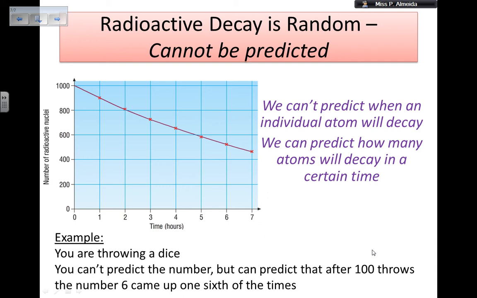So I can only predict that each half-life I'm going to have half of the nuclei decay, but I cannot say that nucleus number 20 is going to decay in the next half an hour or in the next 5 minutes. I cannot do that. And that is it for half-life.